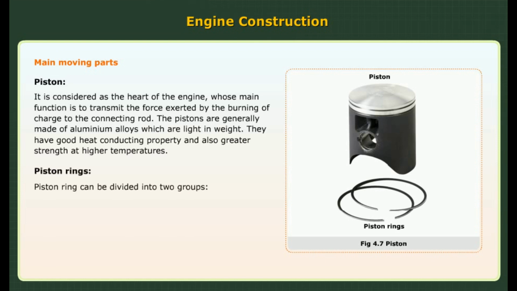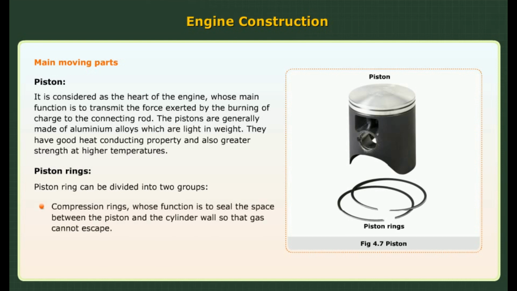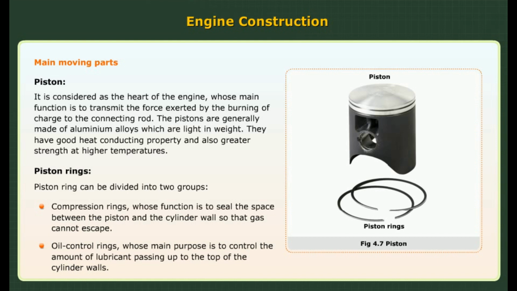Piston rings. Piston rings can be divided into 2 groups. Compression rings, whose function is to seal the space between the piston and the cylinder wall so that gas cannot escape. Oil control rings, whose main purpose is to control the amount of lubricant passing up to the top of the cylinder walls.